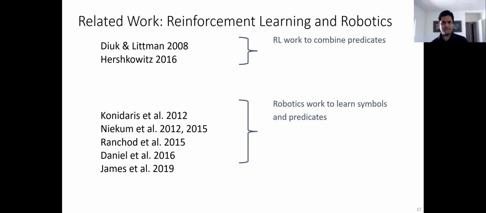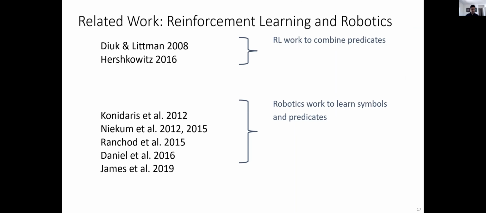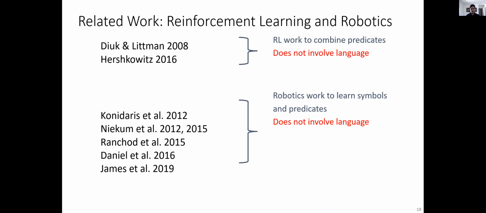Now, this problem of symbol learning has been attempted by people in the reinforcement learning community and the robotics community for a while. There are a bunch of RL domains where people have tried to learn predicates and then solve reinforcement learning problems using the learned predicates. And then there's a bunch of robotics work where people have tried to learn symbols and predicates from demonstration data. But none of them actually involve any work with language or symbol grounding.